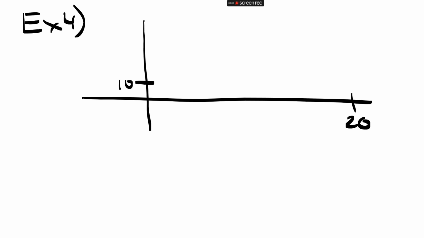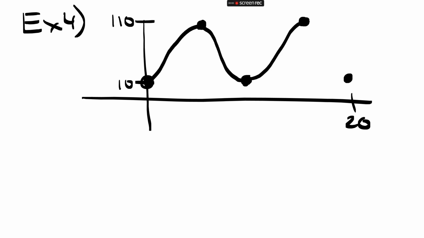Now, just some notches here. This is going to be 10. That's going to be 110. That's fun. The bottom value is 10. The top value is 110. Back to 10. Back to 110. Back to 10. And the graph goes like this. And that is all I need to give you.